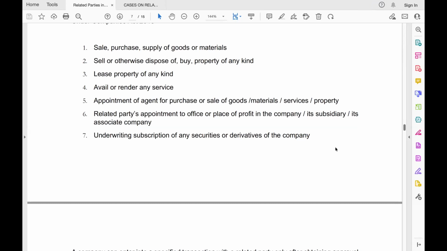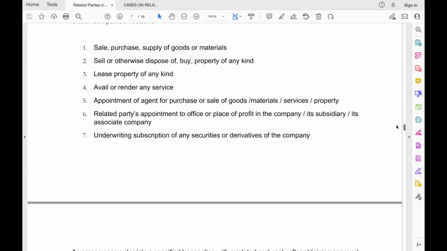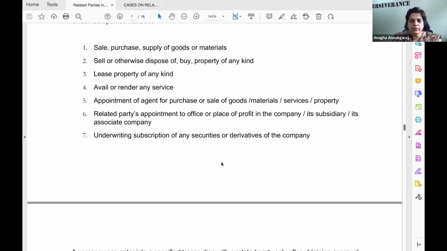Where is it written on your list of seven, loan, madam? So, availing or entering of any service. It is not loan. Point number 4. Yeah, it can be. It's a borrowing service, right? Yes, so we treat borrowing or lending as a service as such.